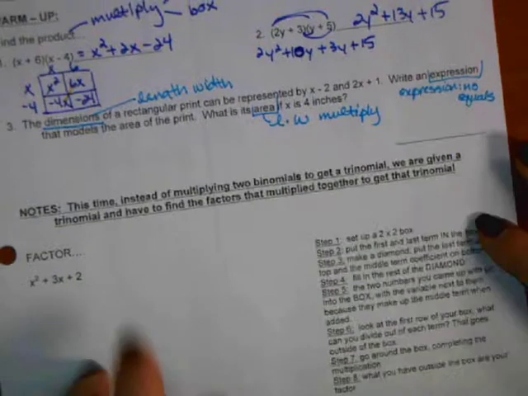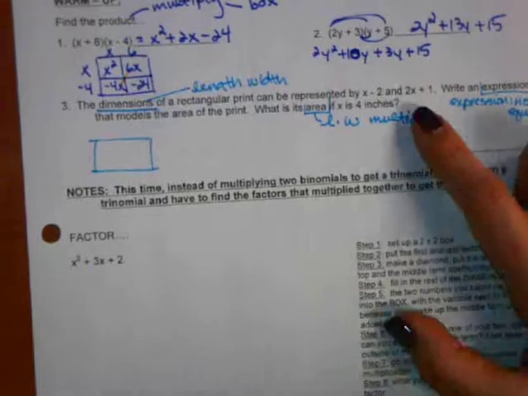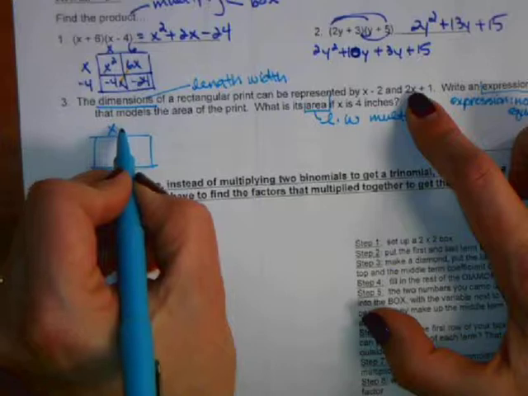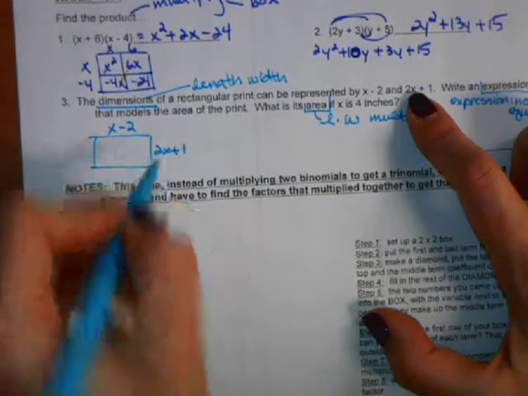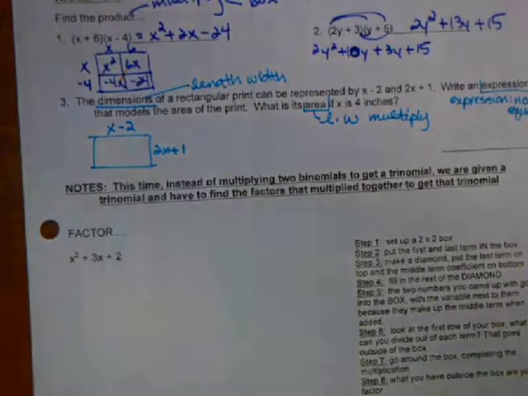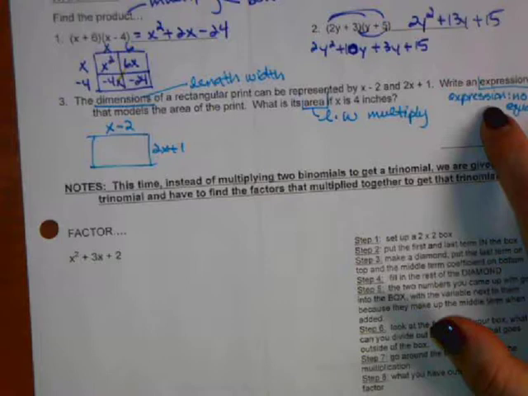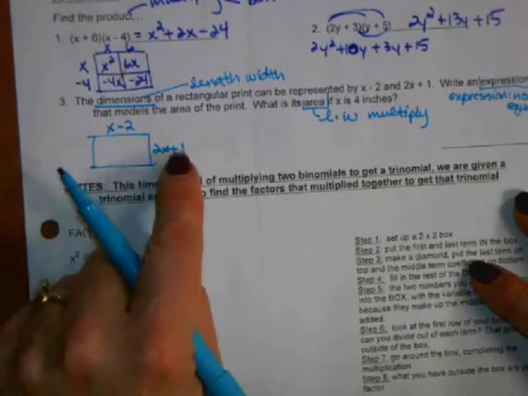So now I'm going to draw a picture because it's rectangular. It just helps to draw a picture. And I know that its dimensions are x minus 2 and 2x plus 1. So it doesn't matter where you put them. If you flip-flop these two, it doesn't make a difference. The question is, what is its area? Okay, so I got to model the area with an expression. Area means I have to multiply. Correct? So I got to multiply this times this.